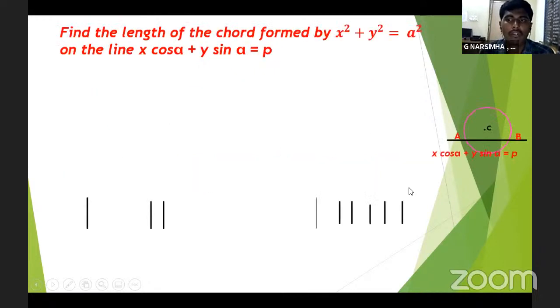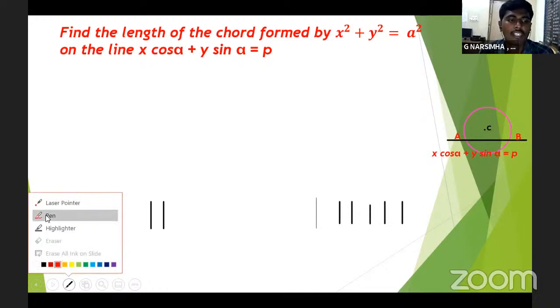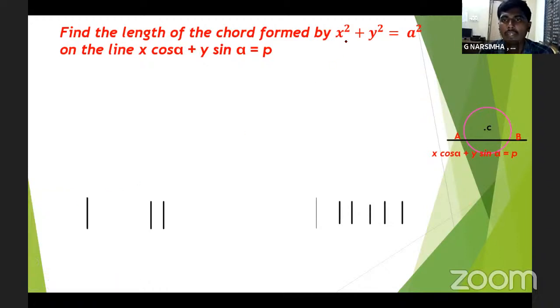Here we are going to discuss one problem. Find the length of chord formed by x square plus y square is equals to a square on the line x cos alpha plus y sin alpha is equals to p. Here, just observe the question. The circle equation is x square plus y square is equals to a square, and the line is x cos alpha plus y sin alpha is equals to p.